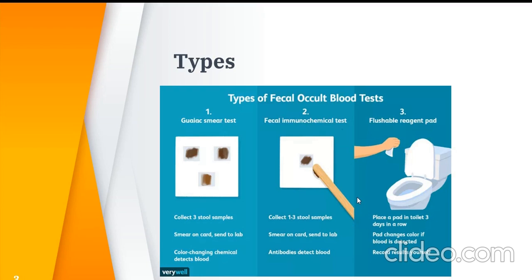In the case of a flushable reagent pad, you place a pad in the toilet 3 days in a row. Pad changes color if blood is detected, and one can record the results themselves.